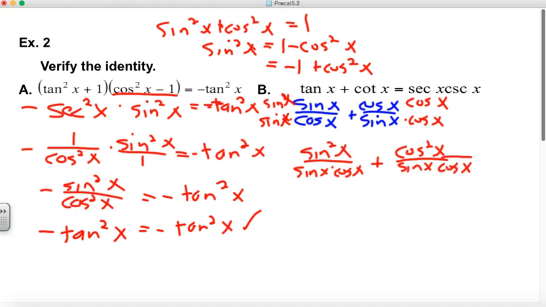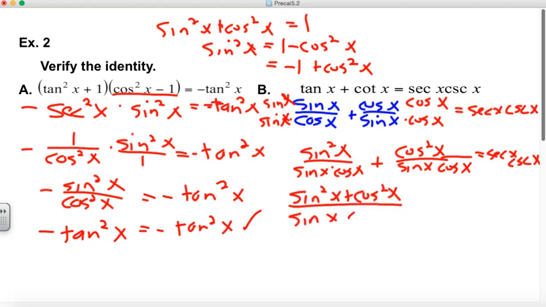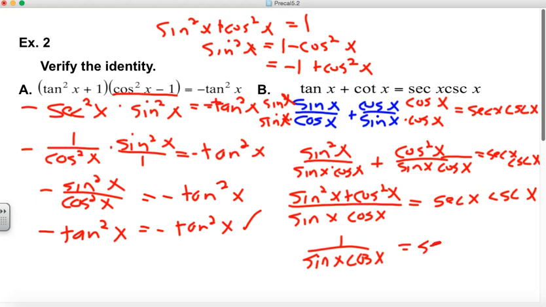Okay, and then remember, out here to the right, we've still got our secant x, cosecant x, that we're trying to make it equal to. Sorry, ran out of room. So now we can add the fractions. So add the numerators: sine squared x plus cosine squared x over sine x cosine x equals secant x cosecant x. Now sine squared plus cosine squared, that's our Pythagorean identity, that equals 1. So we've got 1 over sine x cosine x equals secant x cosecant x.